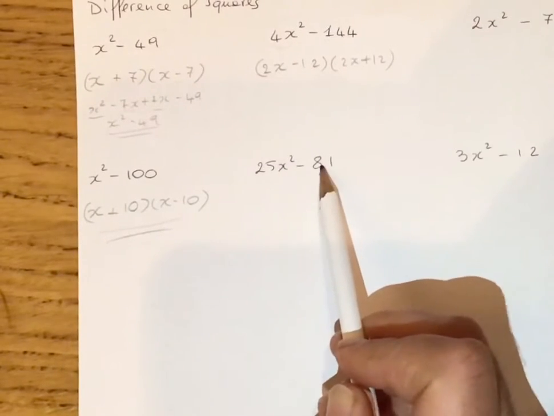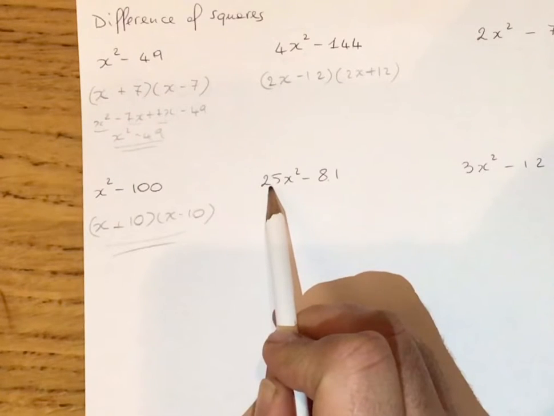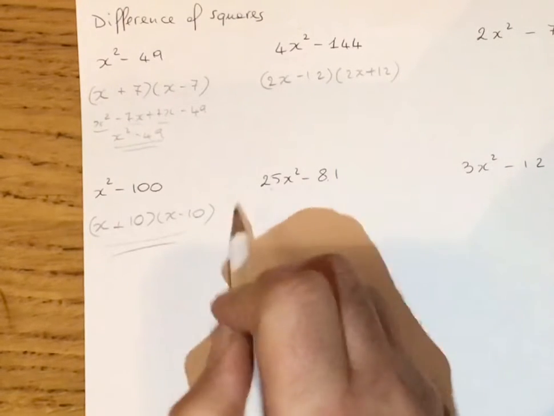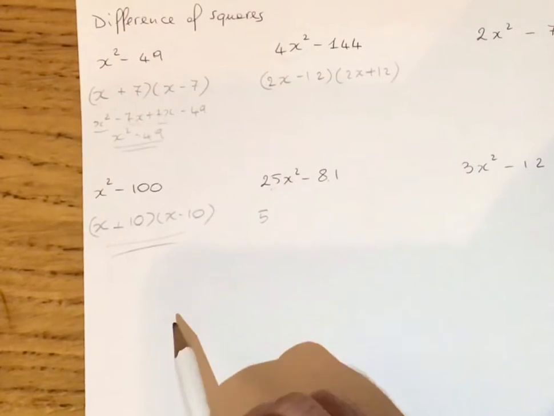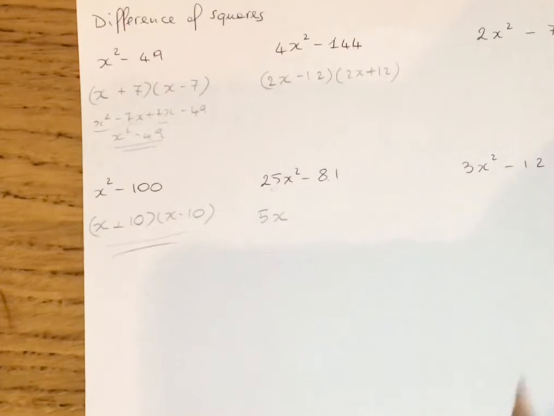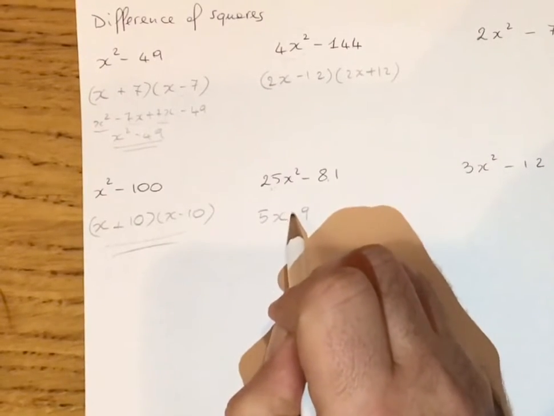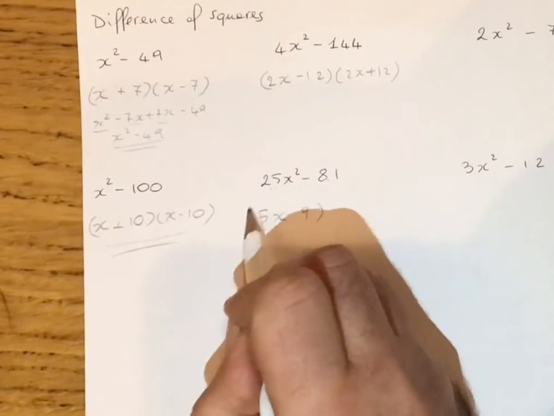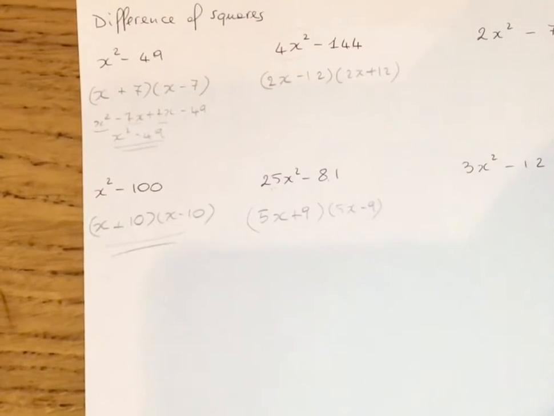25x squared minus 81. 25x squared: what squared is 25? 5, because 5 times 5 is 25. What squared is x squared? x, or whatever letter that is. Minus 81, what squared is 81? The answer is 9, and we're going to use them two, one positive and one negative.